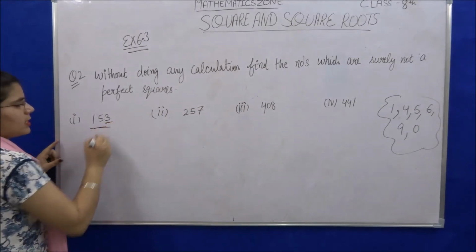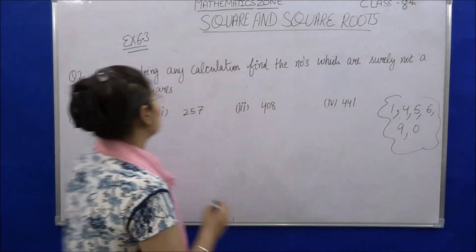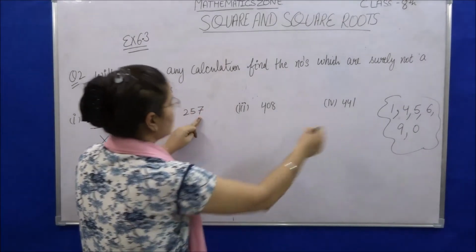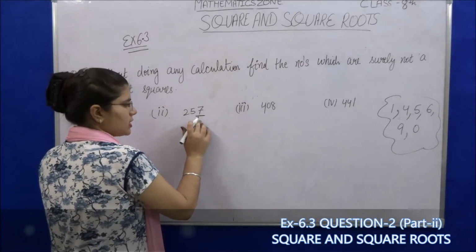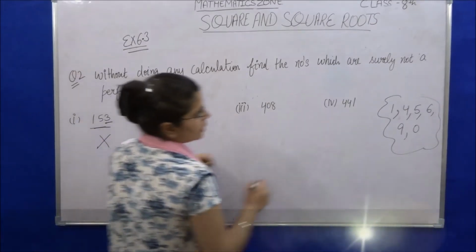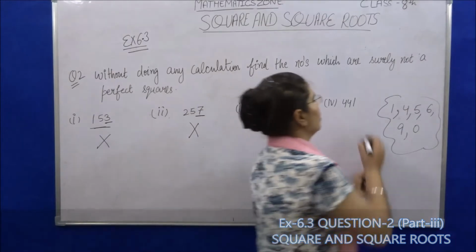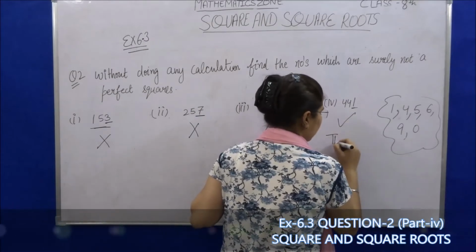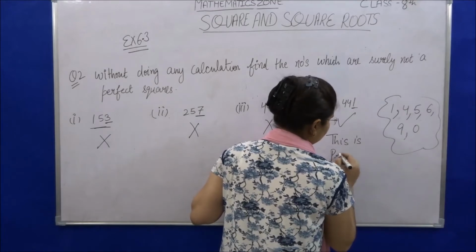Now 153, its unit place is 3. 3 is not among these digits, so this is not a perfect square. Similarly, 7 is not present in these digits, so as its unit digit is 7, this is not a perfect square. 8 is not present in these digits, so it is not a perfect square. But 1 is present in these digits, so yes, this is a perfect square.